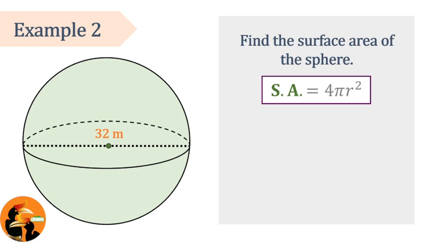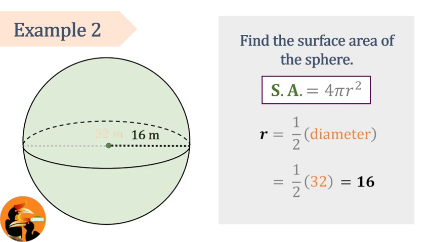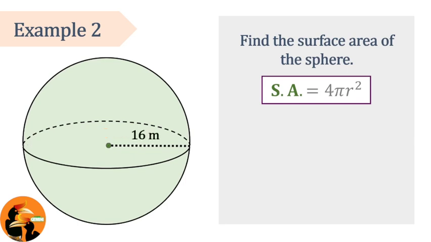All we have to do is split the diameter in half to find the radius. In other words, the radius is equal to 1/2 times the diameter. The diameter is 32 meters, so the radius of the sphere is going to be 1/2 times 32, which is 16. Now that we know our radius, let's plug all this into our formula and solve for the surface area.